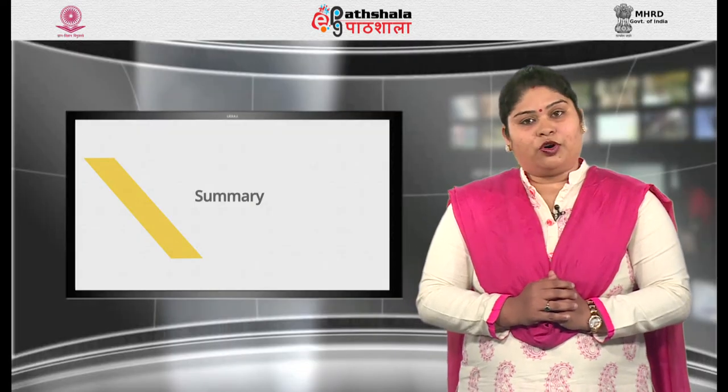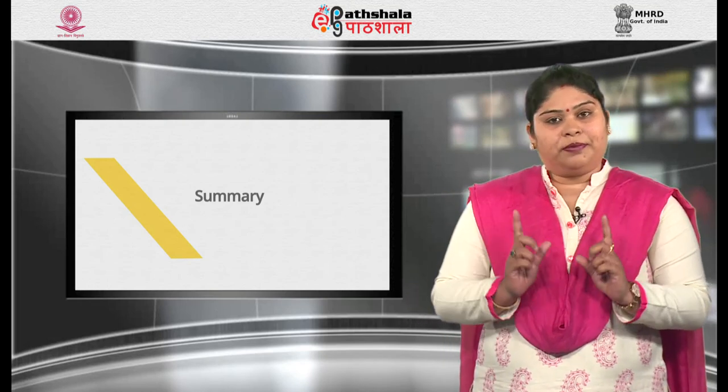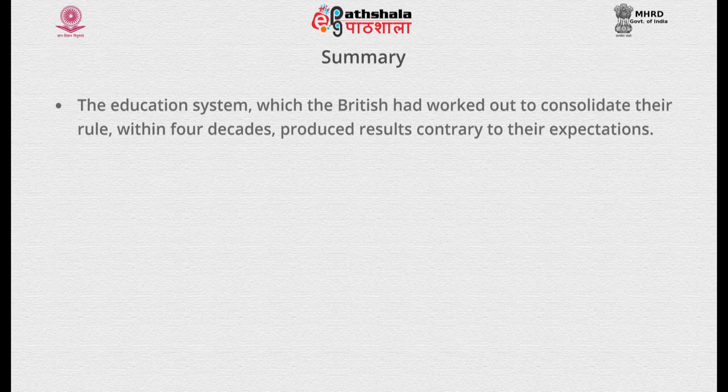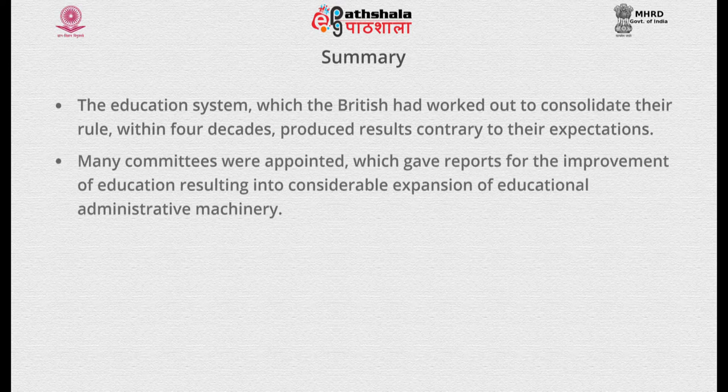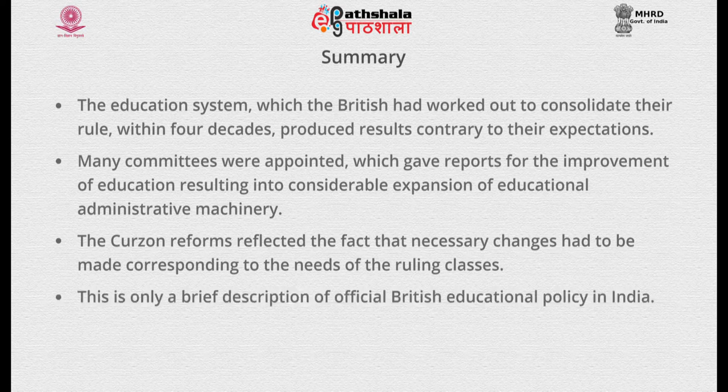To summarize, this module discusses the history and the structure of educational administration during the British period. The education system which the British had worked out to consolidate their rule within 4 decades produced results contrary to their expectations. Many committees were appointed which gave reports for the improvement of education, resulting in considerable expansion of educational administrative machinery. The Curzon reforms reflected the fact that necessary changes had to be made corresponding to the needs of the ruling classes. This is only a brief description of official British educational policy in India.